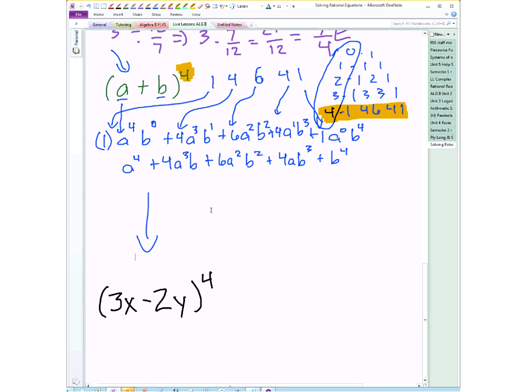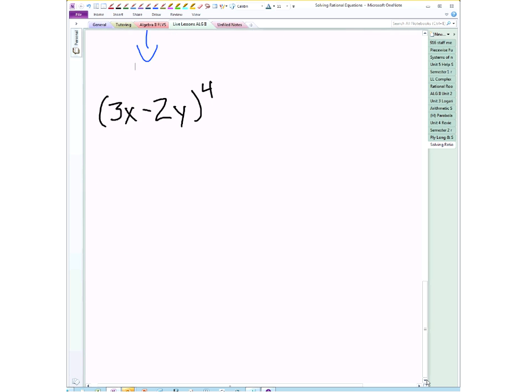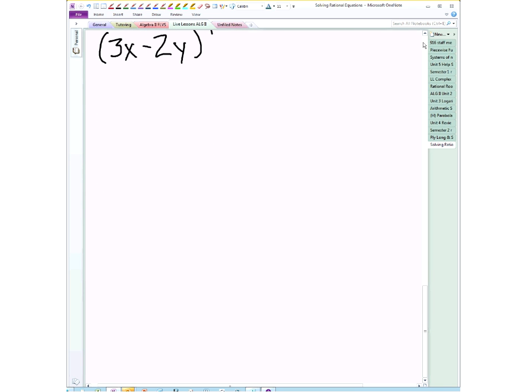All right. Now I show you the A and B example because that's exactly what you're going to do, but we're going to get into a whole lot of parentheses and a whole lot of large values.